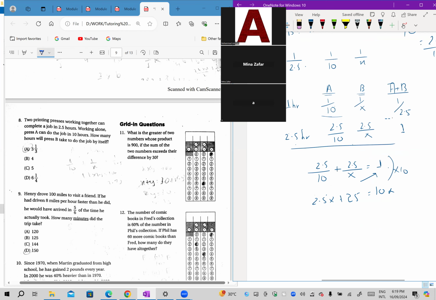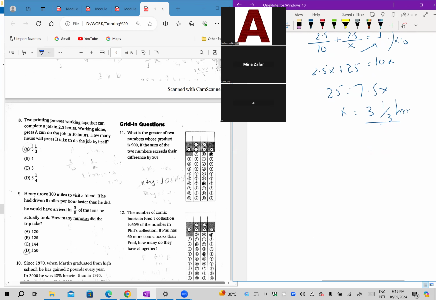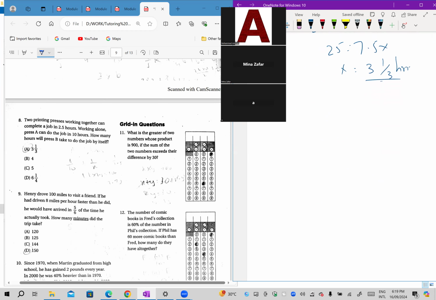Now that you have this equation, you can simply solve it. 25 is equal to 7.5x. x is equal to, simple, आपका आंसर आ जाएगा 3 whole 1 by 3 hours. This should be the answer. Next question.